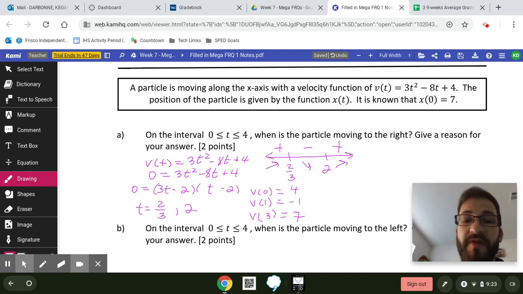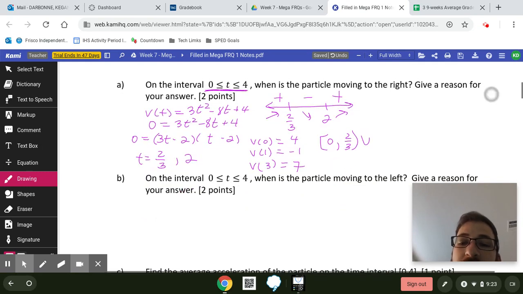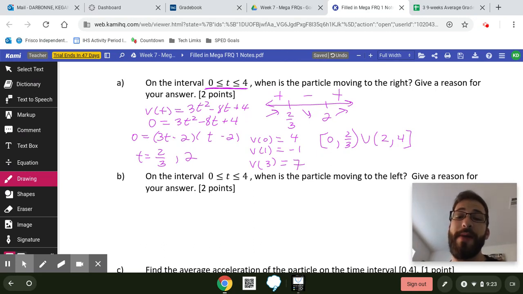But before I move on with that, we are only being asked on the interval 0 to 4. So can I limit it from negative infinity to infinity to just 0 and 4? I should. If I don't, I'm probably going to lose a point on that. So 0 to 2/3, and we don't want to include that 2/3, in union with 2 to 4. Now I can include 0 and 4 because I know technically it keeps going to the right past 0 and 4. So I do know it's also moving to the right at 0 and 4. So that's why I can include those.